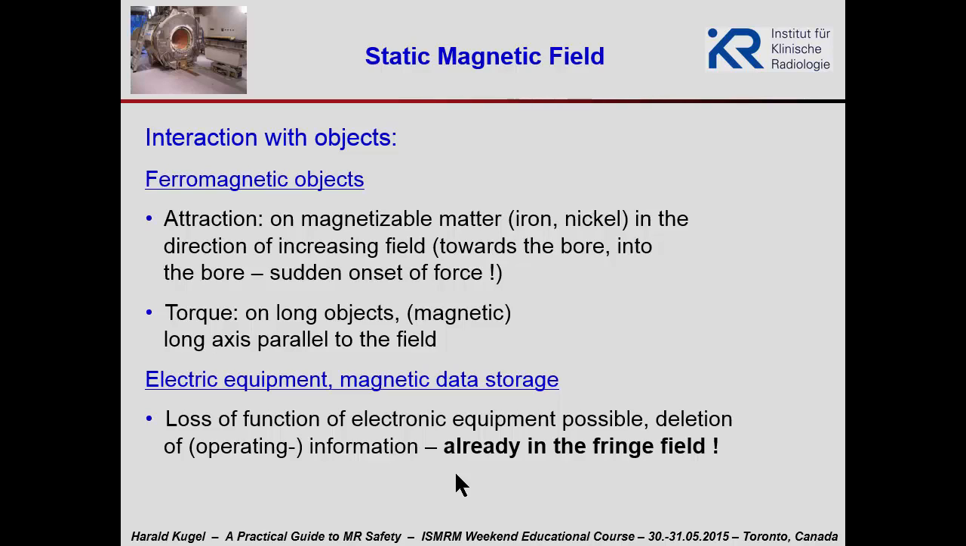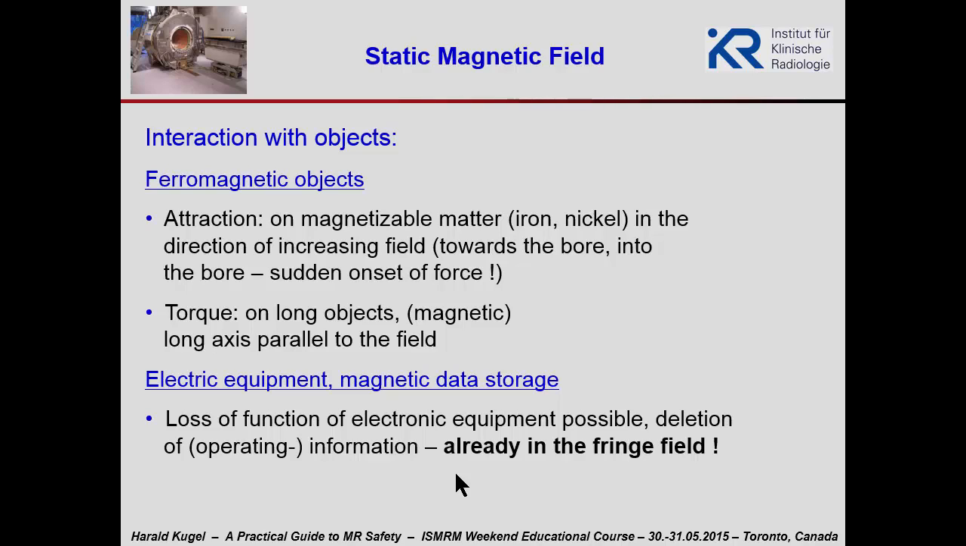More important are interactions with objects. Ferromagnetic objects in a strong magnetic field feel an attraction. Magnetizable matter, iron or nickel, is attracted in the direction of the increasing field, which means towards the bore, and this onset of considerable force may be quite sudden.